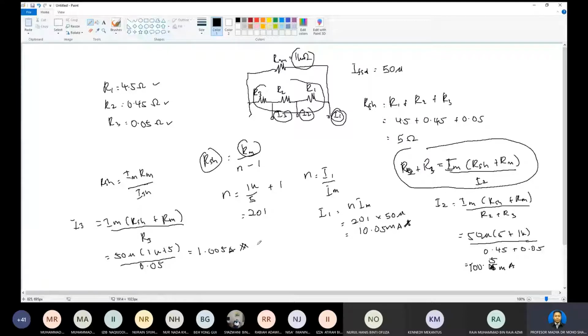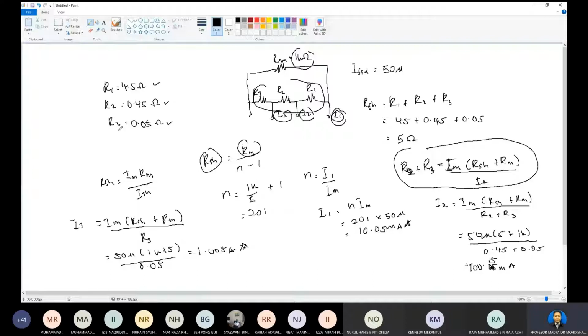So on your tutorial, we have some mistake. You have to check this. You have to change on your tutorial 2, question number 3. The R1 will be 4.5. On your tutorial it is 0.05, so you have to change it to 4.5. That means R1 changes to R3, R3 changes to R1. R2 will be maintained, the same 0.45. R3 will be 0.05. So this is some mistake on the tutorial. The R1 will be 4.5, it's not 0.05.